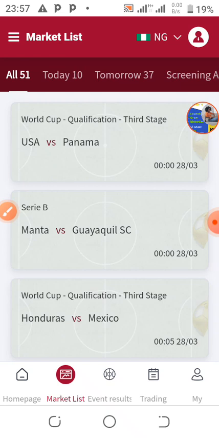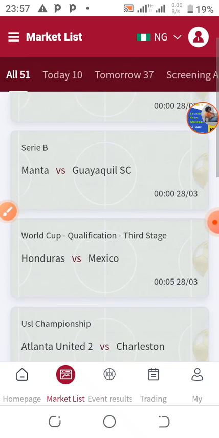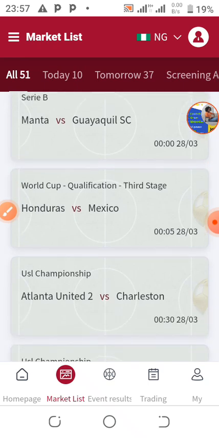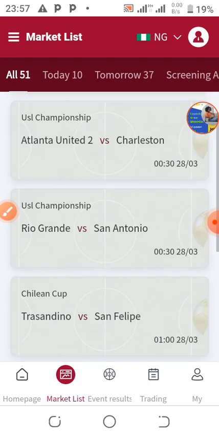Like here, look at the market list. You are seeing US versus Panama. This is a World Cup qualifier that will be coming up exactly at 12 midnight, which is 3 minutes from now. And this is Manta versus this and that. You see so many of them. Another World Cup qualifier, Honduras versus Mexico.